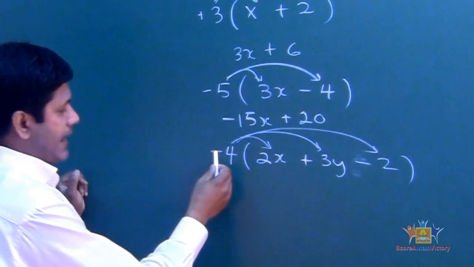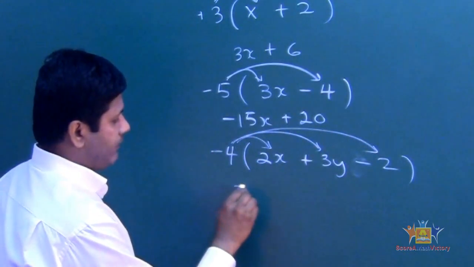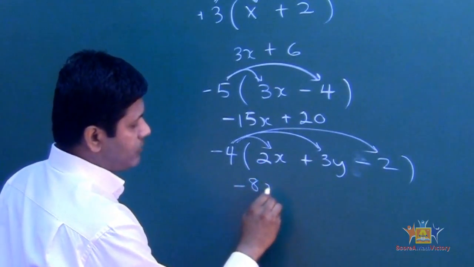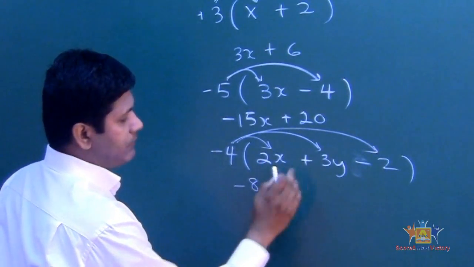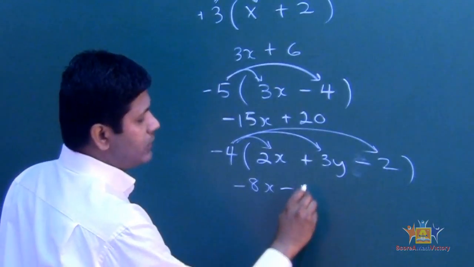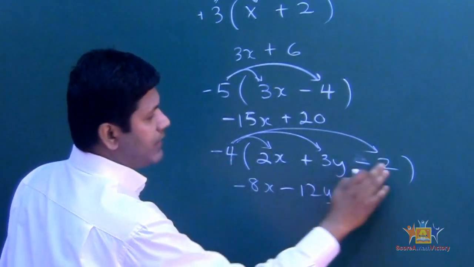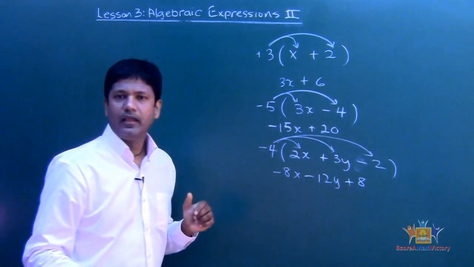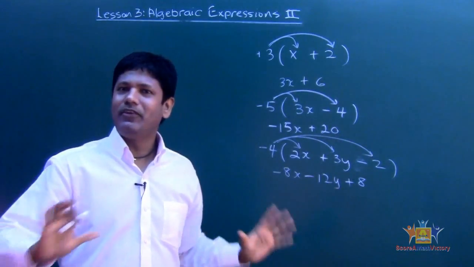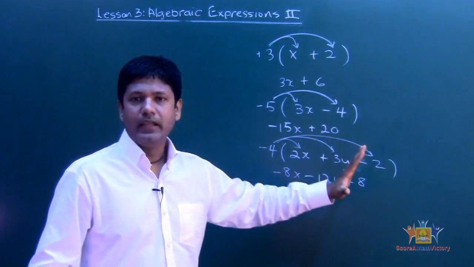Okay, now let's do that. Negative times positive, negative. 4 times 2, 8. Make sure you bring the x back. Negative times positive, negative. 4 times 3, 12. Make sure you bring the y back. Negative times negative, positive. 4 times 2 is 8. Right there. See that? Very easy, very straightforward. You're distributing, my dear students.